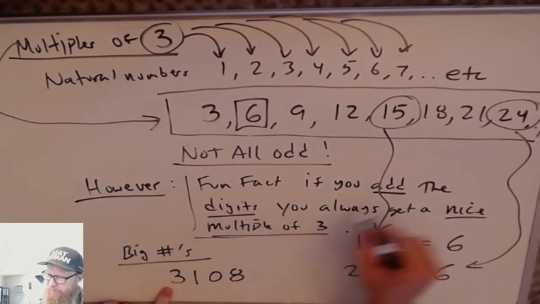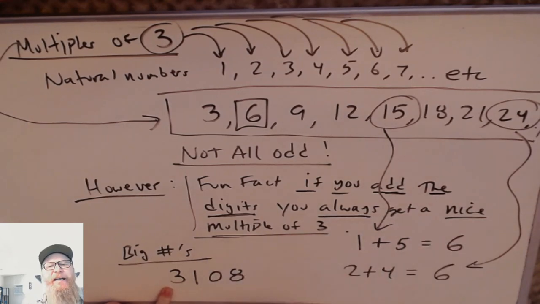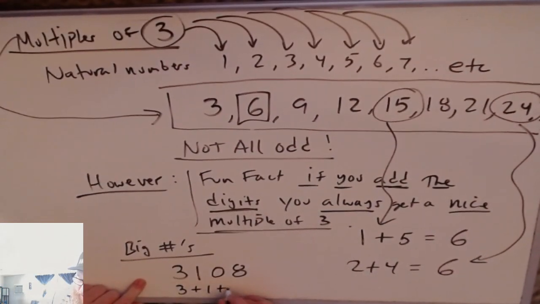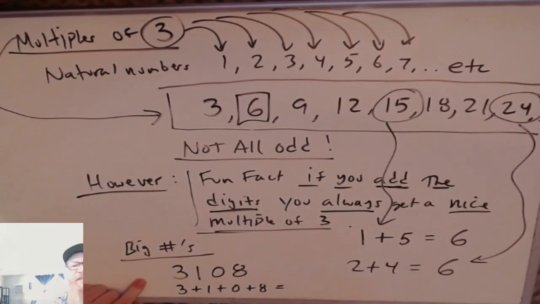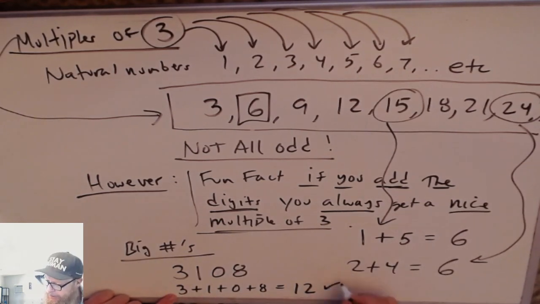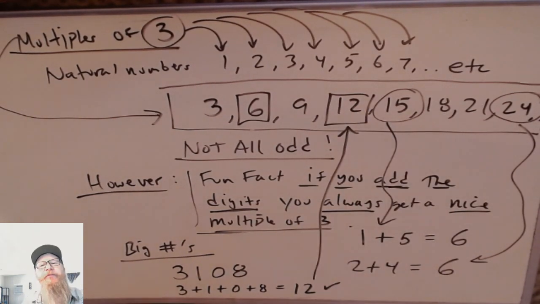Well, we could use this fact. If you add the digits, you always should get a nice multiple of 3. So let's add these up. 3 plus 1 plus 0 plus 8. 3 plus 1 is 4. Plus 0 is still 4. Plus 8 is 12. Check. Look, 12 is a nice multiple of 3.